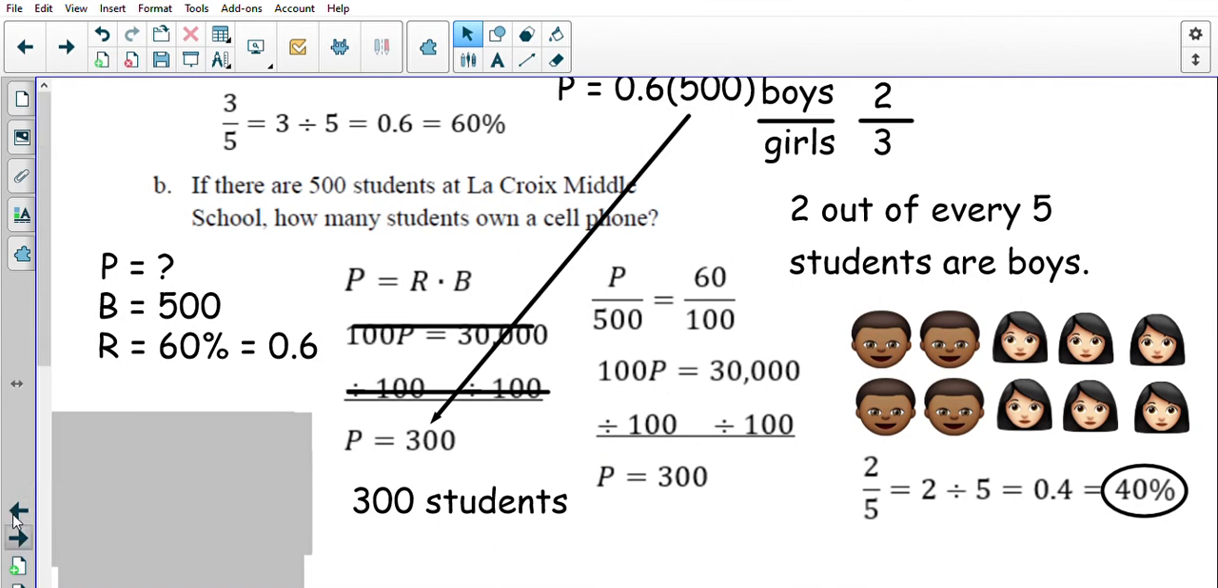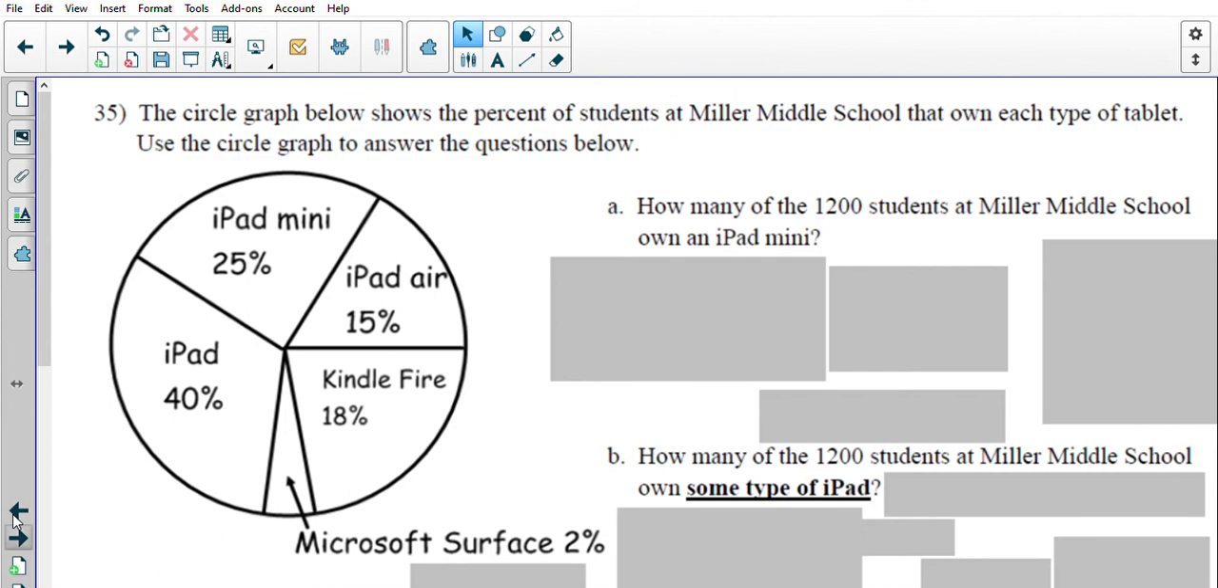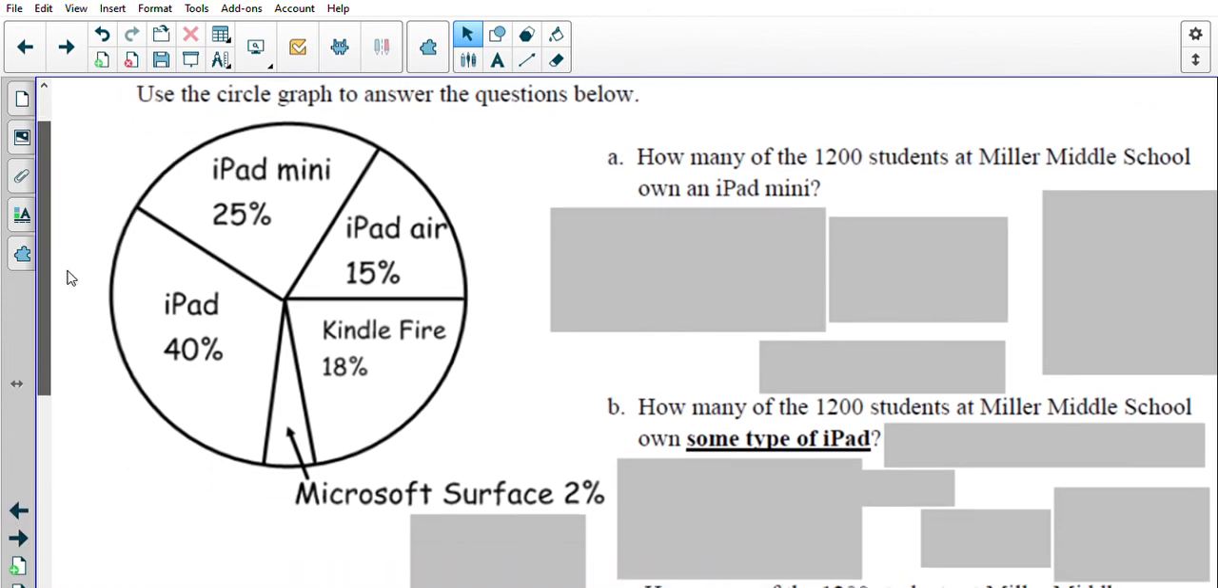All right, let's go ahead and take a look at number 35. Last question. On your notes, this is number 32. The circle graph below shows the percent of students at Miller Middle School that own each type of tablet. Use the circle graph to answer the questions below. Letter A. How many of the 1,200 students at Miller Middle School own an iPad mini? And I know some of these are outdated, but I haven't changed my circle graph for several years.